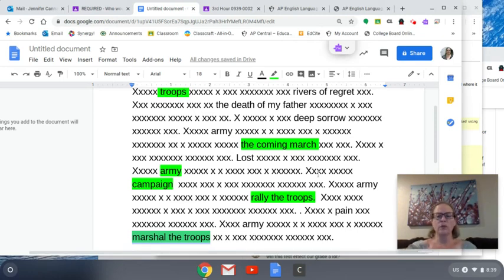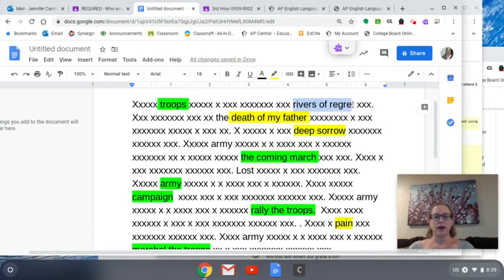Now, when we did this on paper, I could mark that in the margins. So right in the margin, I would write military image, military image, military image. And so I would have margin notes that would tell me this. Maybe I would look for another pattern, and I notice maybe the pattern of very painful sorts of diction or images. So the death of my father, deep sorrow, pain, and so rivers of regret. And so I would look at this and I would say, okay, well, now I've got 2 different patterns going. Those can become my 2 different body paragraphs.